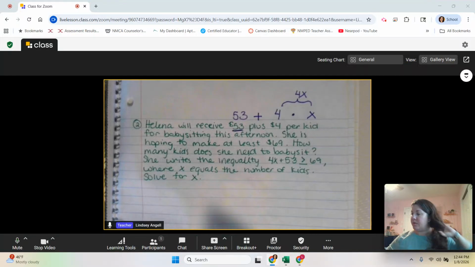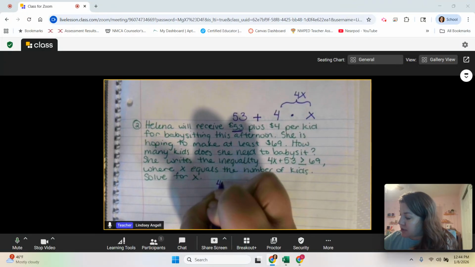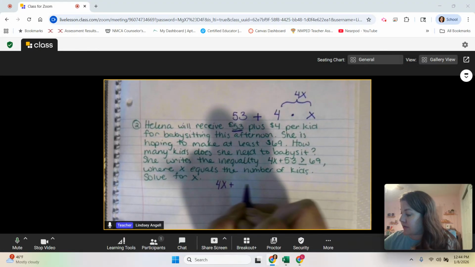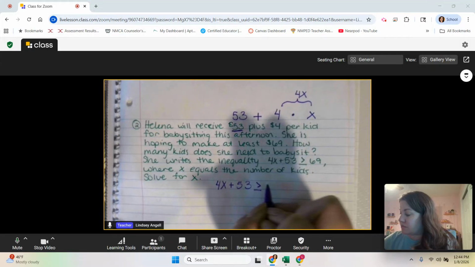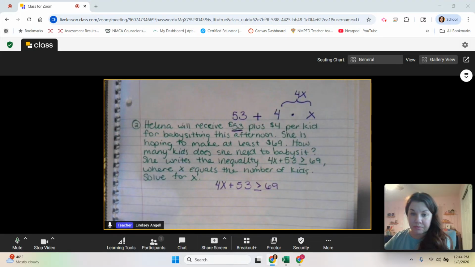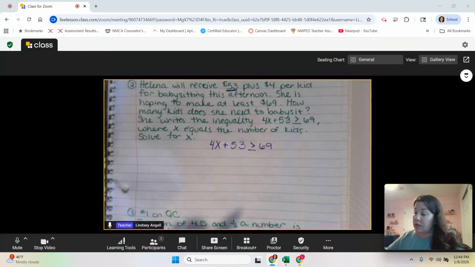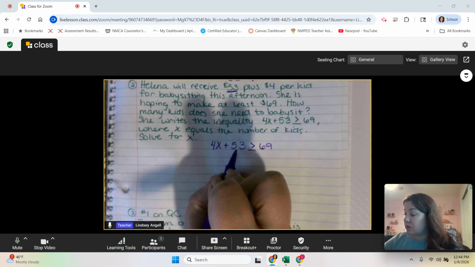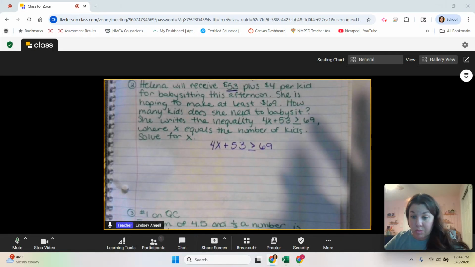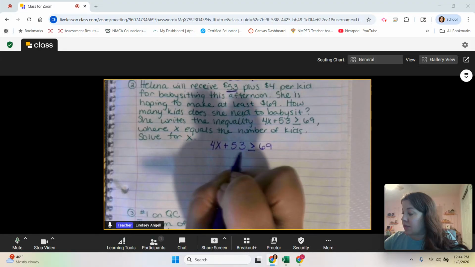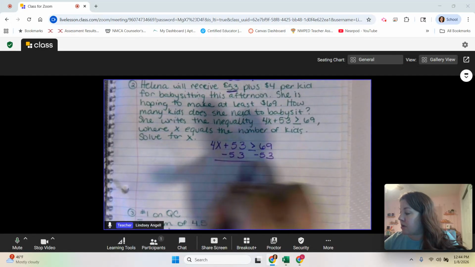So what we're going to do is take that inequality and solve it just like we did in our last few lessons. We've got 4x plus 53 is greater than or equal to 69. Well, just like with our equations, just like with our other inequalities, first we're going to take away what we're adding, right? We're going to get rid of addition first, or subtraction, whatever shows up. In order to get rid of the addition, I'm going to subtract 53 from both sides.